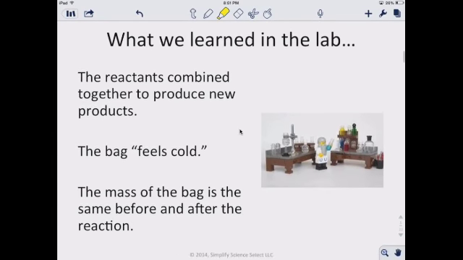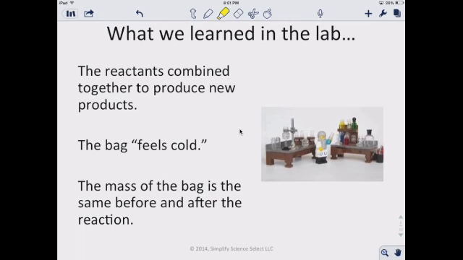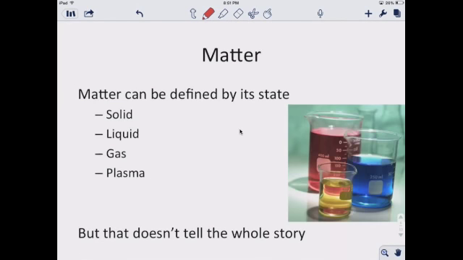What we should have also learned is the reactants combine to produce a brand new product. One of the things we should have felt was that the bag felt cold. Lastly, the mass of the bag is the same before and after, and that just goes back to the law of conservation of mass.